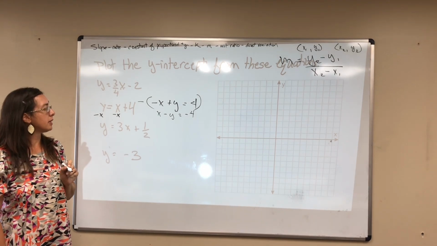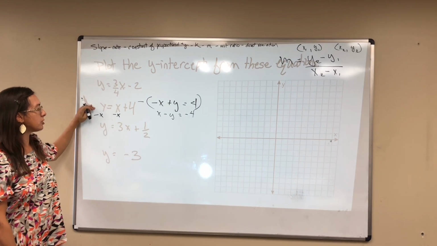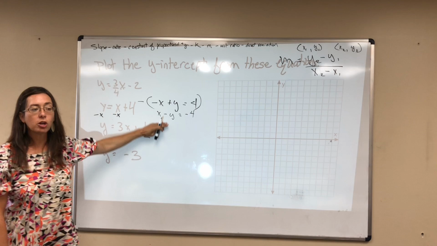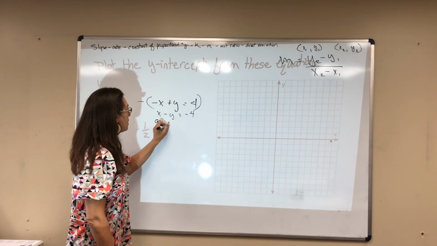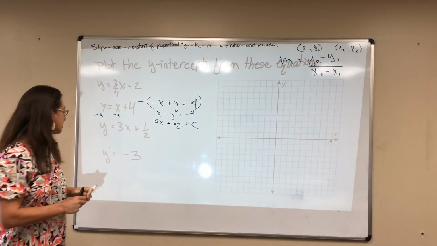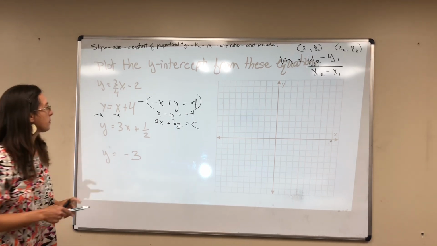Okay, same equation. This is slope-intercept form. This is standard form. So in our little booklet, we're going to write on standard form that it is ax plus by is equal to c, which is the format that we use.